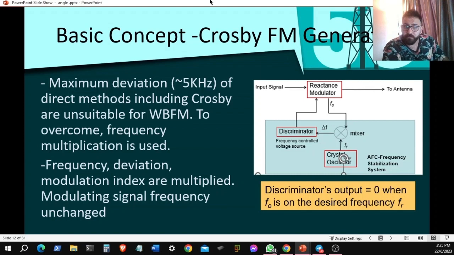To overcome this, so we have an issue and we have a solution. The solution: frequency multiplication is used. Why? To manipulate the value of the frequency. Frequency deviation and modulation index are multiplied. The modulating signal frequency is unchanged. So we have to make sure to understand that the modulating signal is not affected by this multiplication, as shown in the figure, where the input signal goes to the reactance modulator and goes out to the antenna. And the figure at the bottom shows the discriminator, the mixer, the crystal oscillator, and so on.